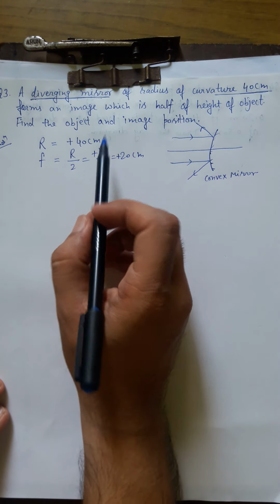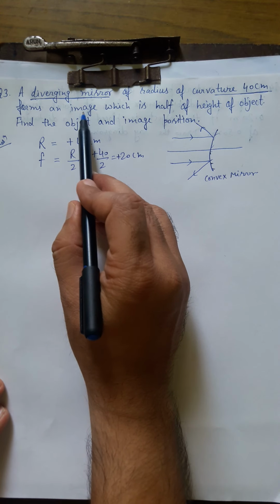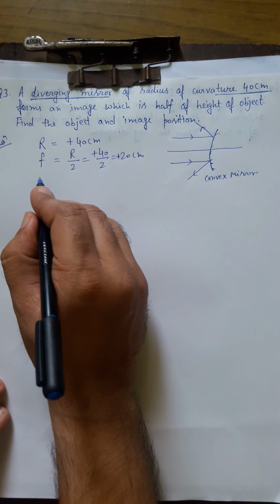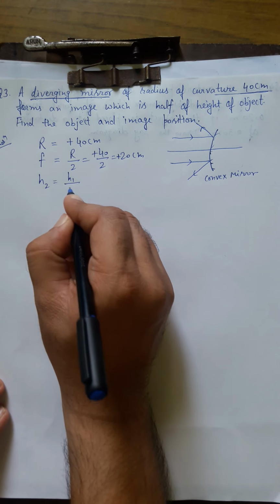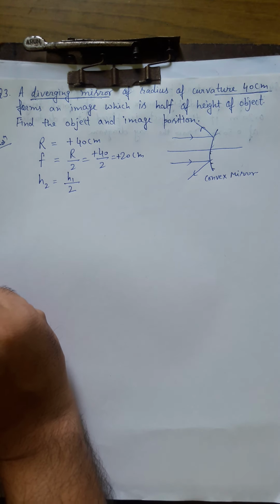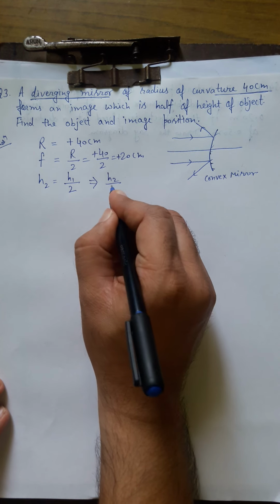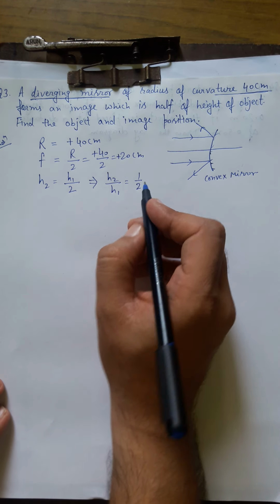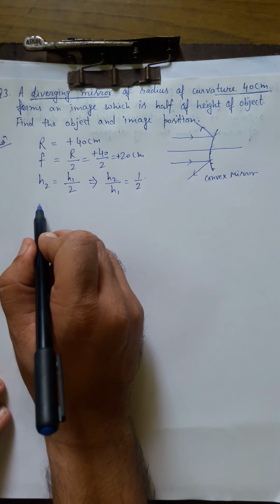Now one more thing is given to you: height of the image is half of height of the object. इमेज जो बनती है वो उसकी हाइट ऑब्जेक्ट हाइट की हाफ है. तो हम ऐसे लिख सकते हैं, और यहाँ से हम ऐसे भी लिख सकते हैं h2 अपॉन h1 इज इक्वल टू 1/2. मीन्स मैग्निफिकेशन इज 1/2, और वी कैन राइट.